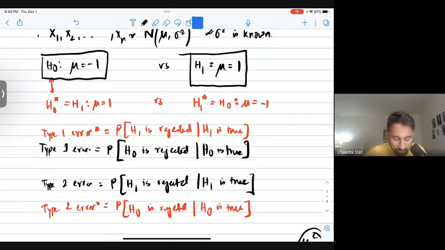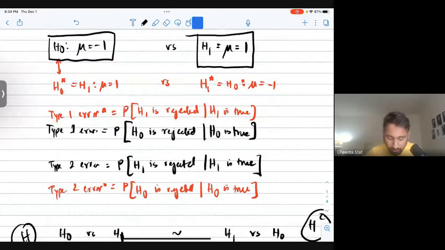In the original case, when mu is equal to minus 1 versus mu is equal to 1, the type 1 error is the probability that h naught is rejected when h naught is true.